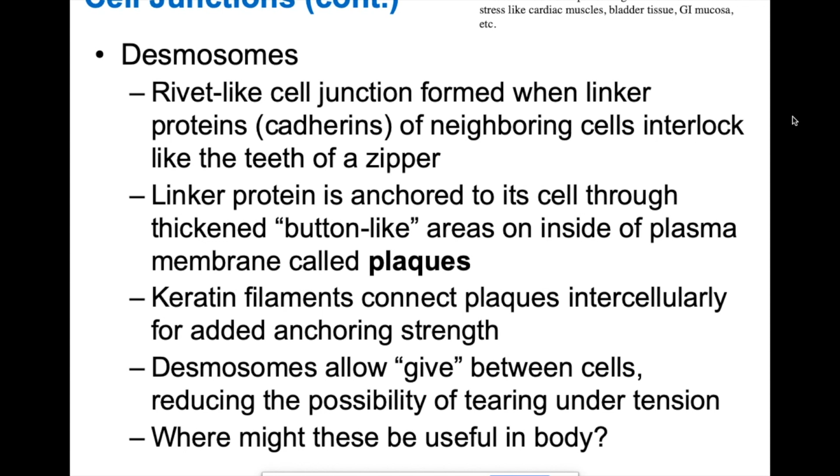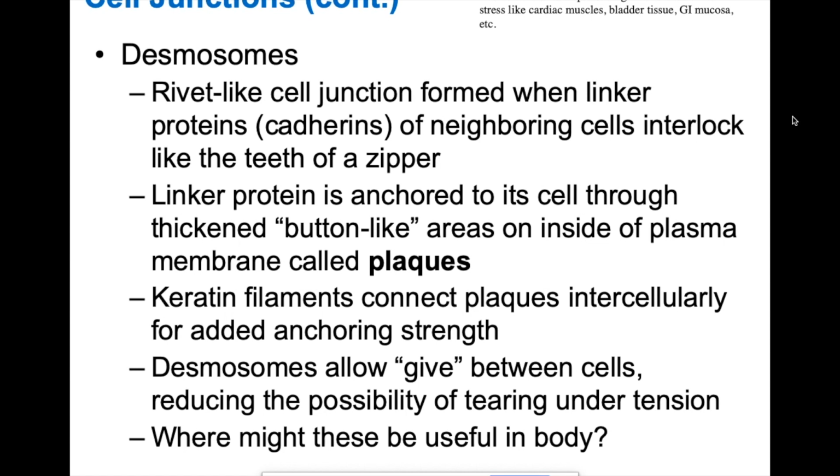Then we also have keratin filaments that connect the plaques intracellularly for added anchoring strength. Keratin is a protein, so it's going to act for structural strength. And our desmosomes allow some give between cells, and it reduces the possibility of tearing under tension. So we might see these in areas that experience intense mechanical stress, like our cardiac muscles. If they stop, you're dead, right?